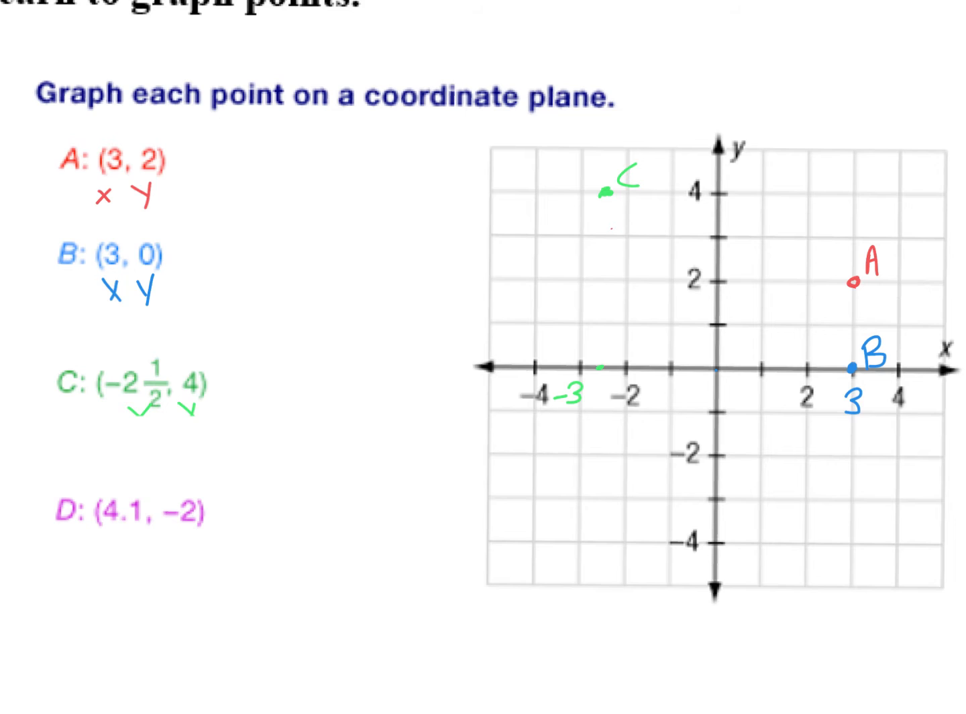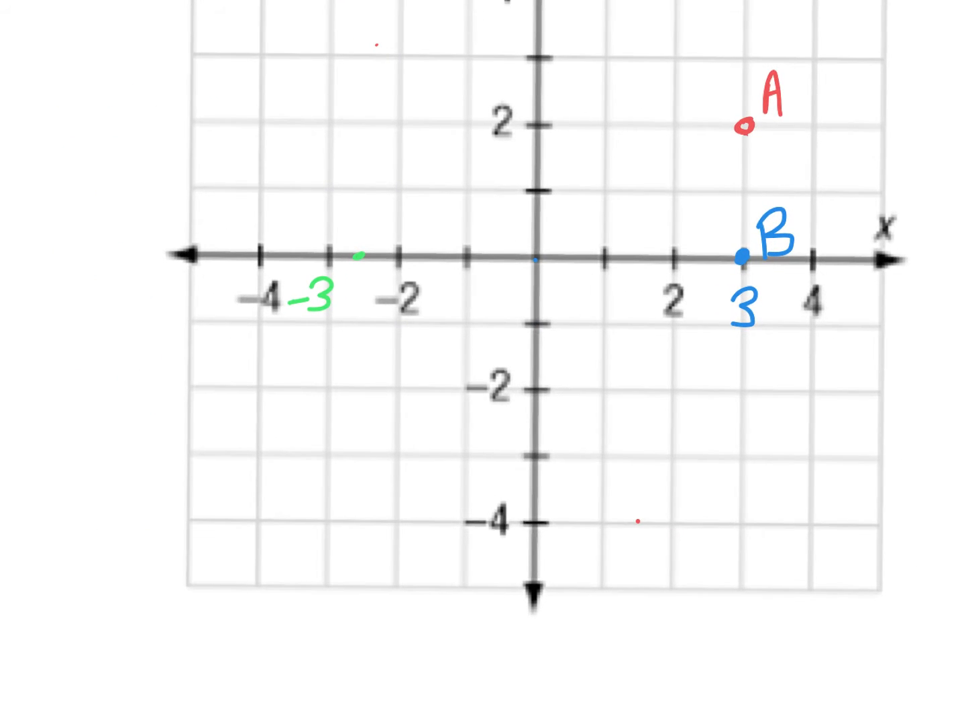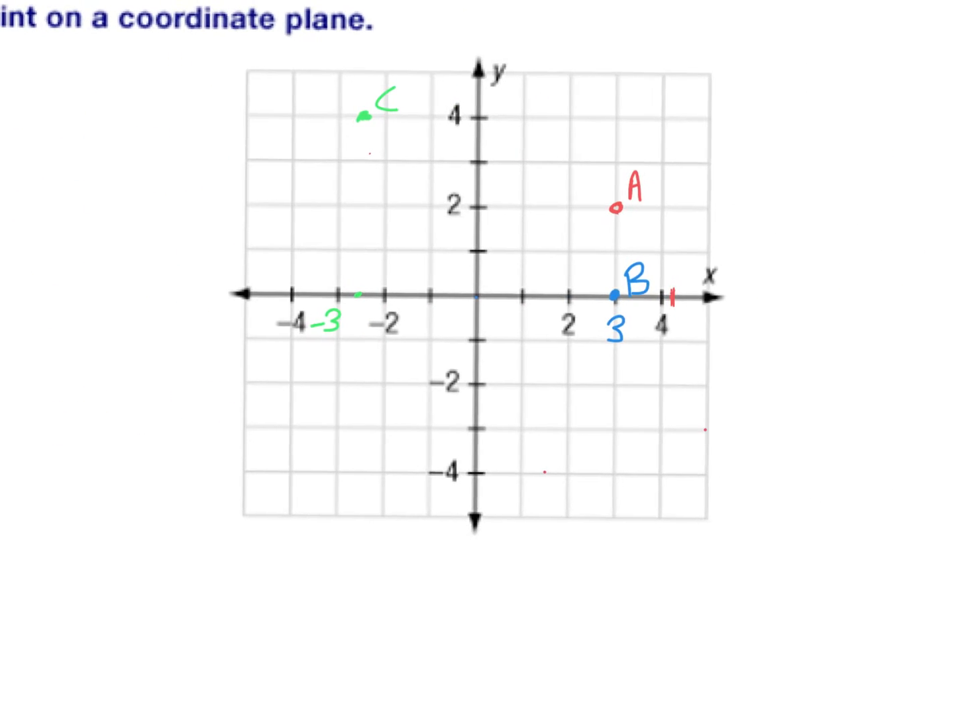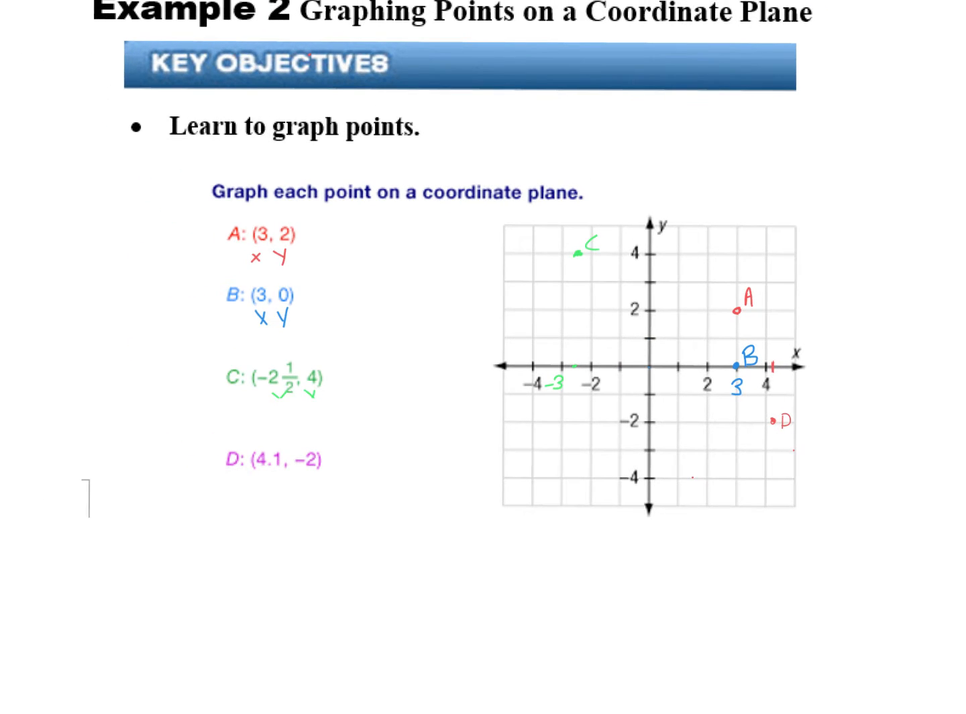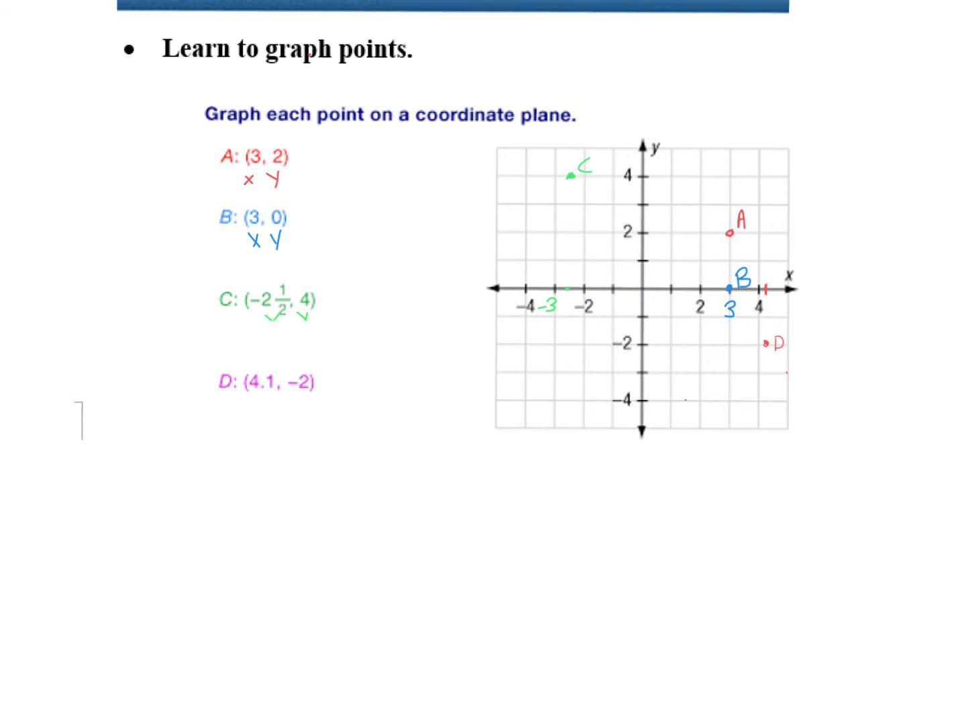And our last one, point D is at (4.1, -2), so our x is 4.1, so you go over to 4 and just a little bit past it, kind of right in here. And then we're going down to negative 2 on our y. So point D is right there. So hopefully the review of plotting points seems a little bit familiar to you. And we're going to use that in our next part here where we're going to create graphs.